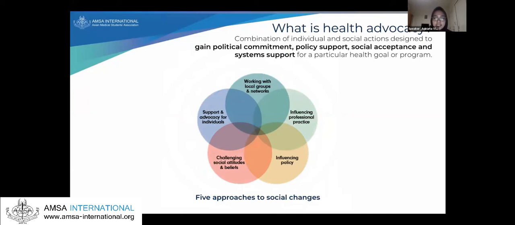So health advocacy is actually defined differently across literature. Some of the literature explains that health advocacy is mainly targeted towards influencing policies, while others use health advocacy and campaign interchangeably. In this lecture, we're going to follow the WHO's definition of health advocacy, which, as you can see here, is the combination of individual and social actions designed to gain political commitment, policy support, social acceptance, and system support. So the two key points here are that health advocacy is not only for gaining political commitment, but also to increase social acceptance towards a cause or issue. And if you see in this diagram, there are many aspects that we can approach to induce social change, and all of these approaches are included as health advocacy.